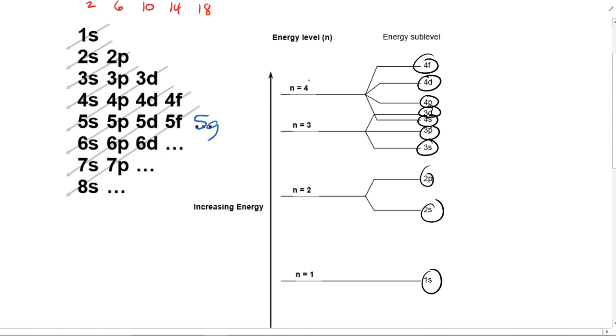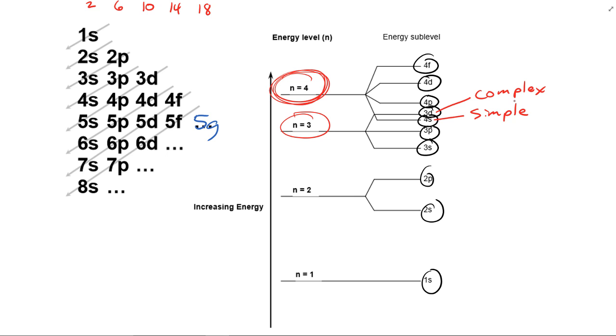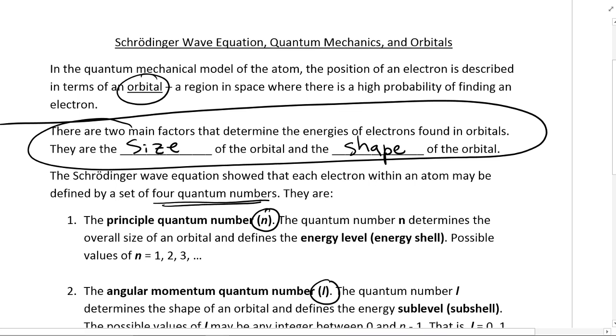Now, the fourth energy level is further away from the nucleus than the third. In terms of shape, the 4s is one that has a simple shape. The 3d is one that has a complex shape. And because the 4s has a simple shape, even though it's in the fourth energy level, which is further away from the nucleus, the 4s is going to have less energy than the 3d because its shape is much simpler. And so that's why it's important for us to know that there's actually two things that go into determining the energy of electrons. It is the size and the shape.